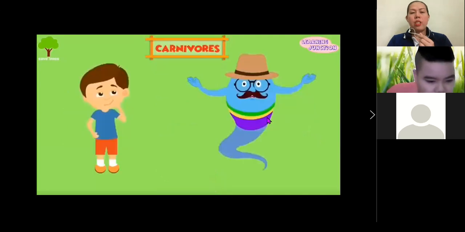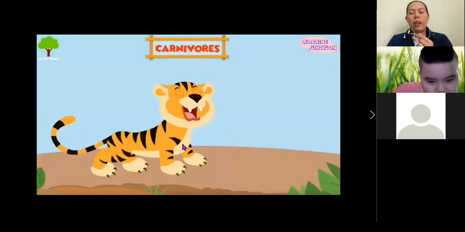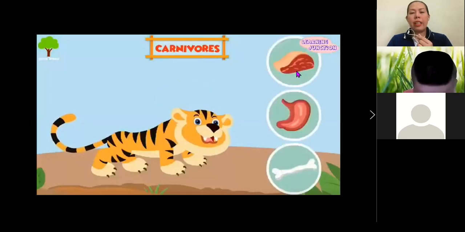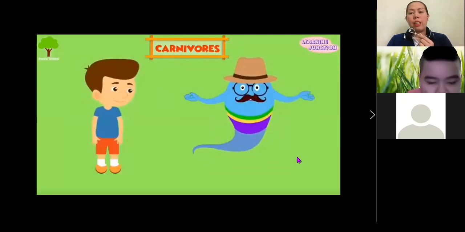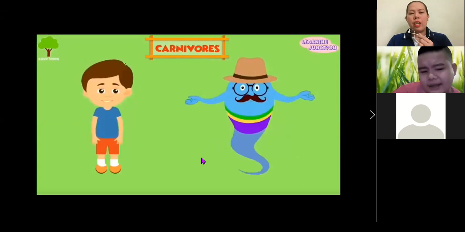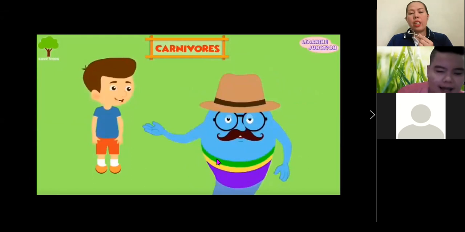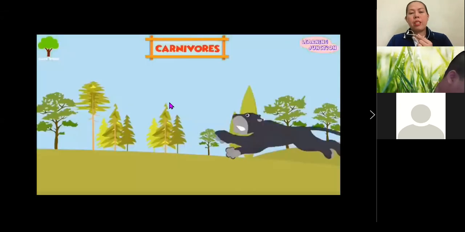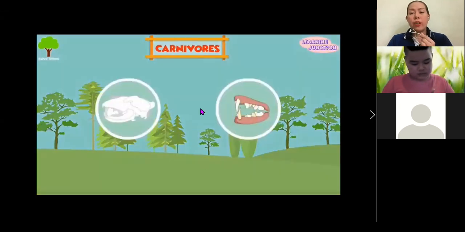Okay, so next, he talked about carnivores. Carnivores are meat or flesh-eating animals. They eat tissue, organs, and bones of animals. Okay, so they can gain energy because most carnivores hunt or chase for their food.